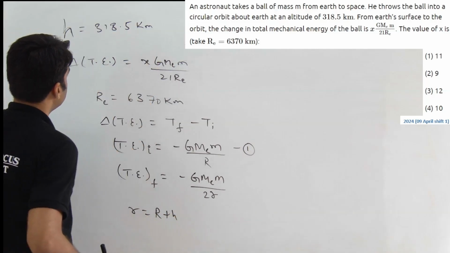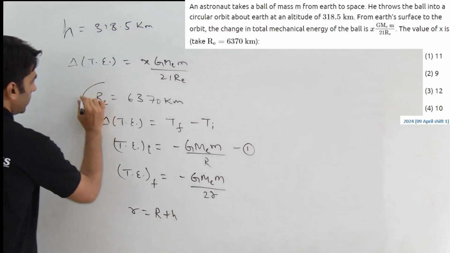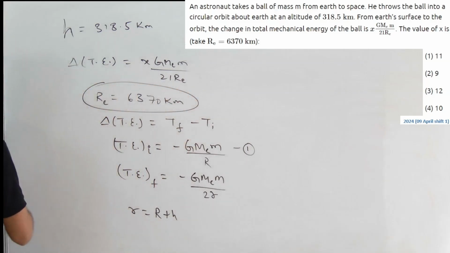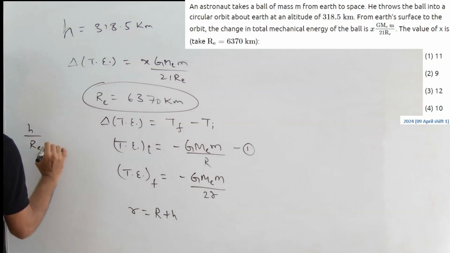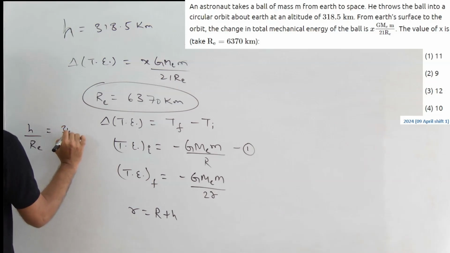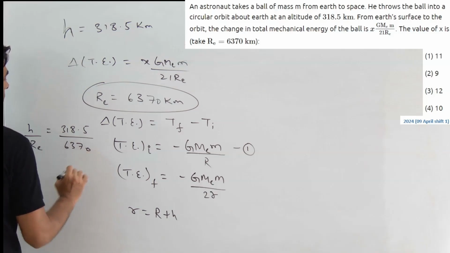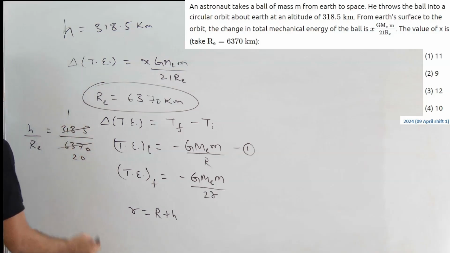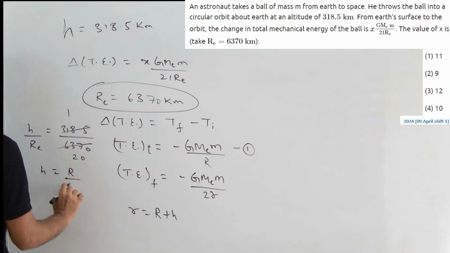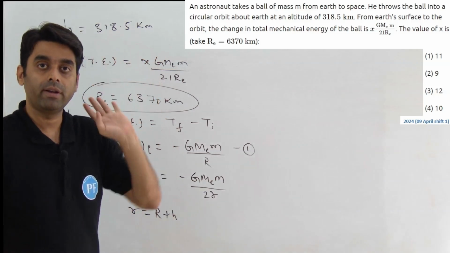From this, let us do the calculation. H value, if we see, the radius of Earth is given to us. H by RE is equal to 318.5 by 6370 kilometer. When you solve it, you will get 1 by 20 times. So from this, we can write H is equal to RE by 20. So this height is 1 by 20 times the radius of Earth.